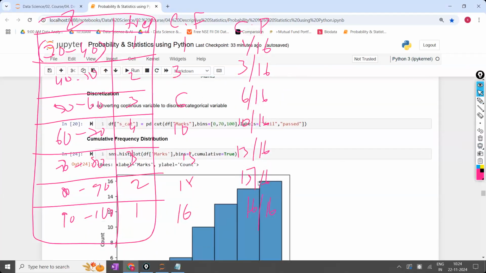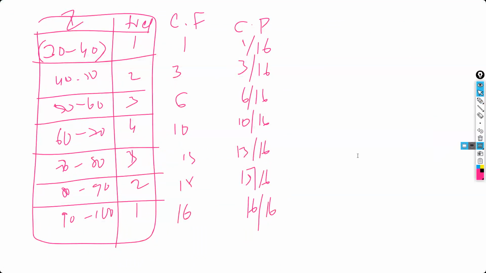Now, how to calculate the cumulative probability? This is table-wise, manually. You have calculated it manually. Is everyone clear with cumulative frequency and cumulative probability? Cumulative means from the starting point to there. Every time the starting point is fixed: starting to this point, starting to this point.